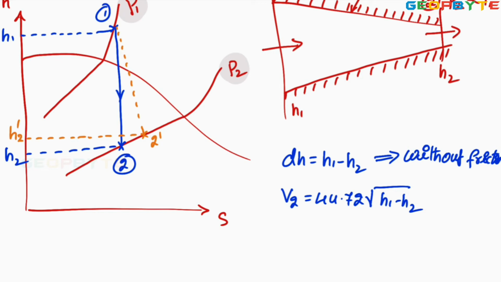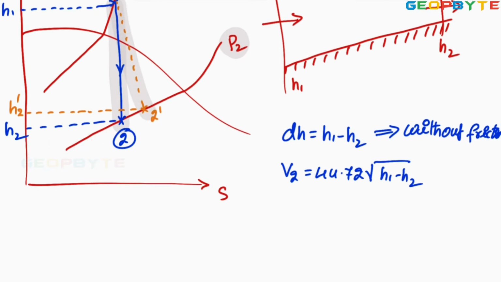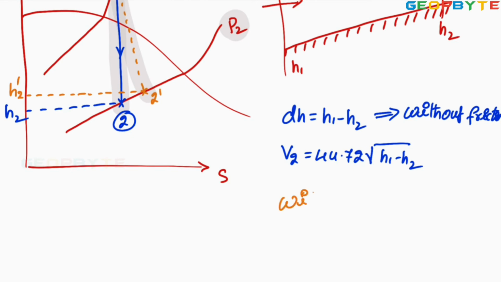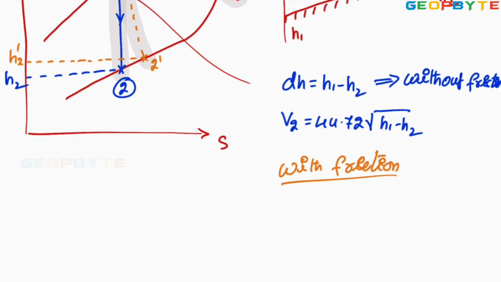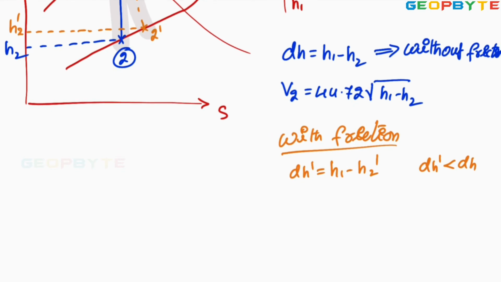Here 1 to 2 is isentropic expansion, or expansion of the steam without friction, and 1 to 2 dash is expansion of the steam with friction. With friction, the enthalpy drop I can mark as dH dash equals H1 minus H2 dash. Remember, this dH dash is less than dH. The actual enthalpy drop is less than the ideal enthalpy drop.